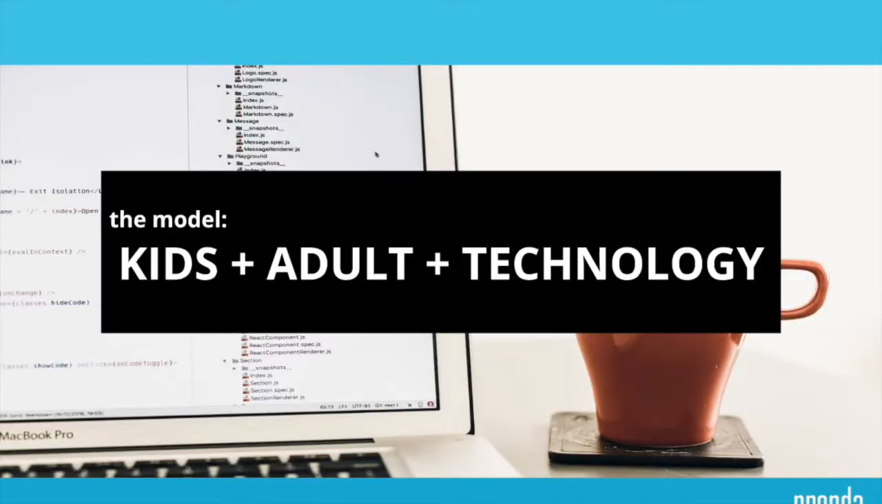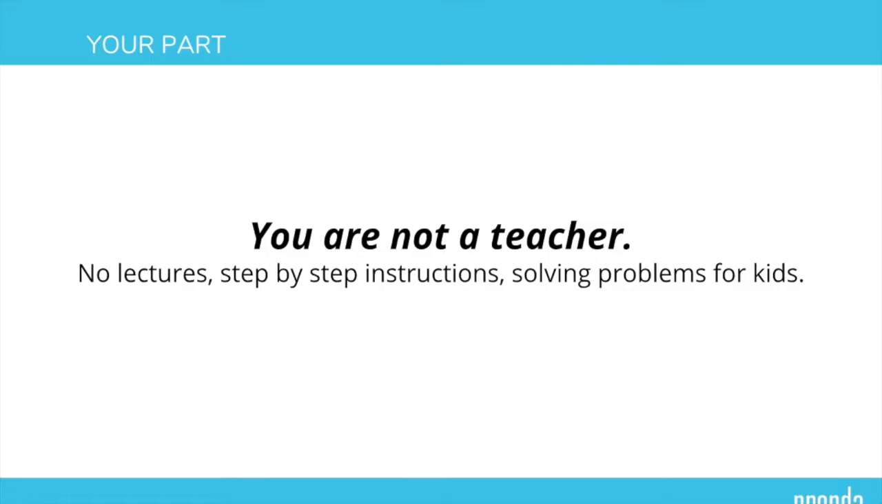So overall, this is the equation of this model. There are kids plus an adult plus software or technology. The kids, those are the kids in your community. The adult, that's you, and the technology, that's Prenda's software. So the big question in this whole thing is, what is your role as the adult? Let's break down those 3 elements, and let's start with the adult, because that's what you probably care about the most. So first of all, you're not a teacher.